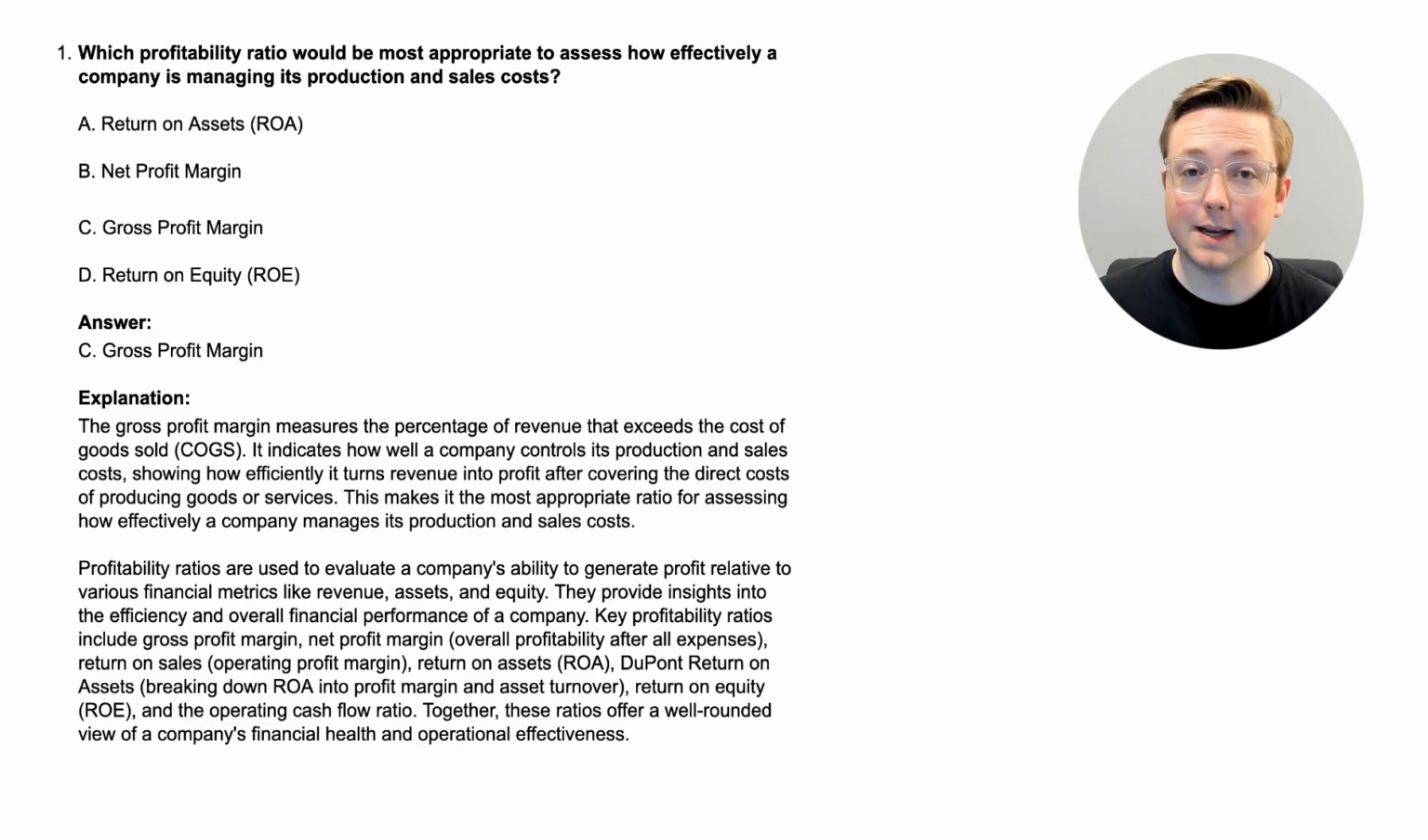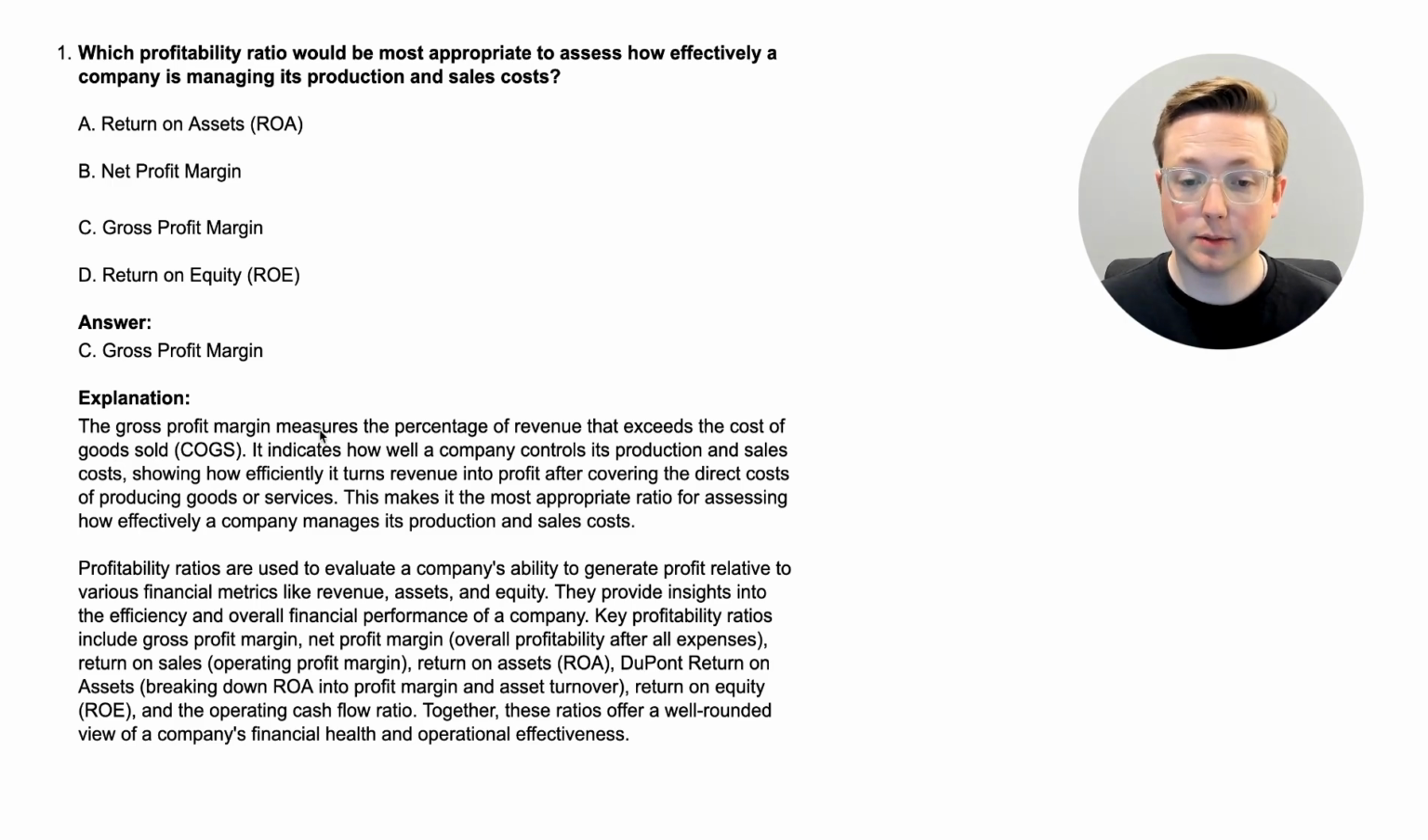All right, here we are at the answer. The answer is C. Gross profit margin would be the best one in this case. It's the most appropriate one to assess how effectively the company is managing its production and sales costs. Now again, we're going to learn a little bit about the gross profit margin, but the thing that we mainly want to focus on is what are profitability ratios so that we can understand those going into the next videos. So with that, let's go ahead and read the explanation.